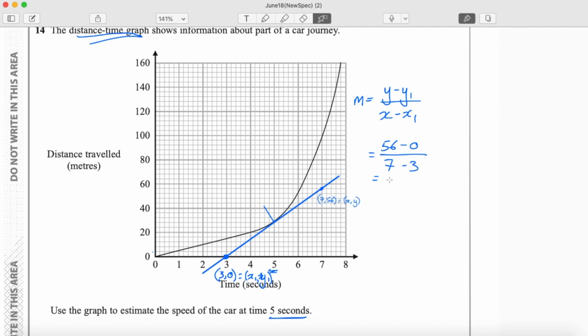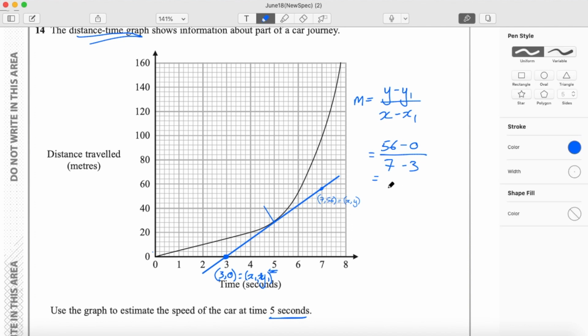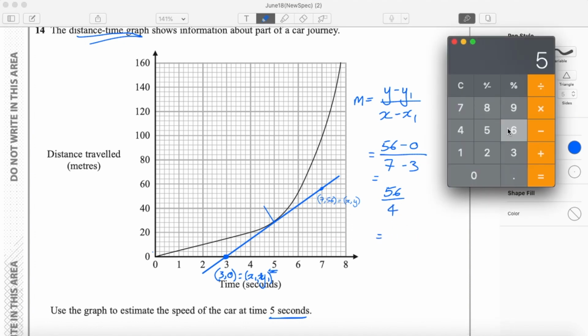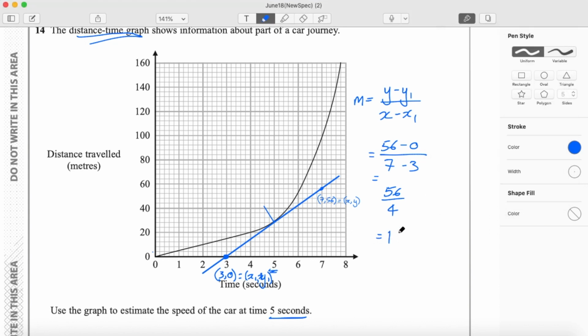So 56 minus 0 is just 56. 7 minus 3 is 4. So 56 divided by 4 into the calculator, 14. Remember units, metres, seconds, so the speed will be 14 metres per second. So that should be our answer.